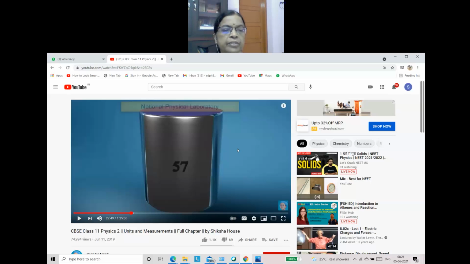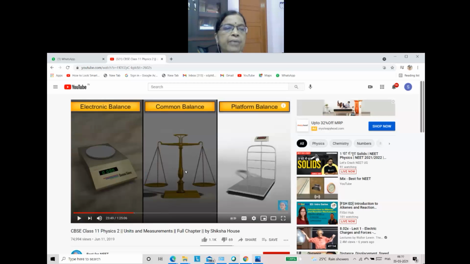So actually the shopkeepers keep 1 kg, 2 kg like that. We have seen with the balance. Here you see balance. Earlier we used this balance. Nowadays electronic balance is there, platform balance is there, and this balance also is available in shops, isn't it?